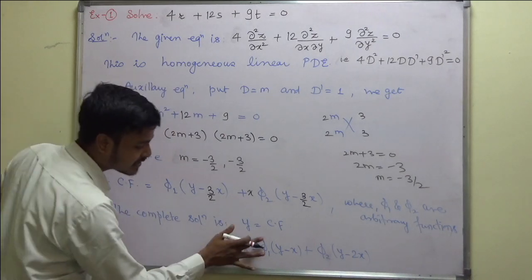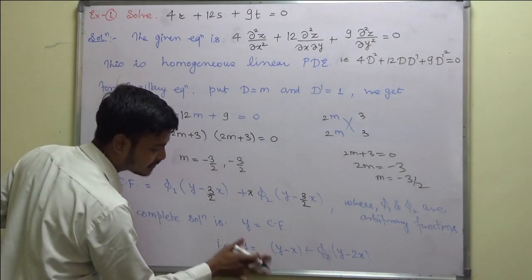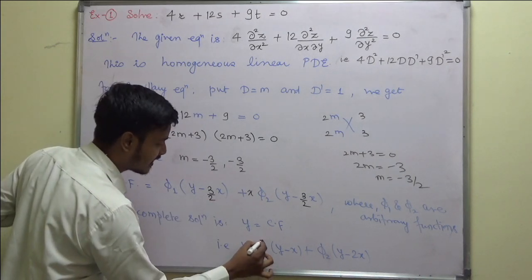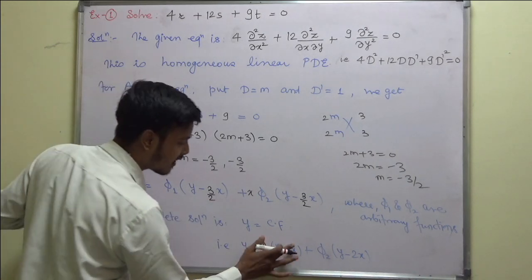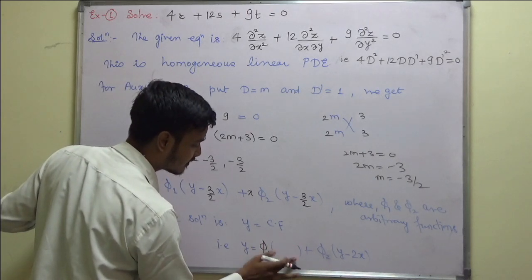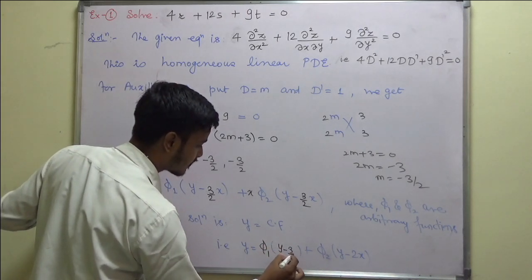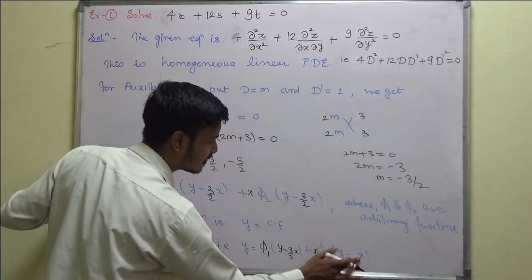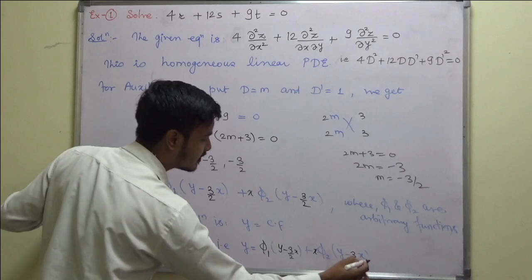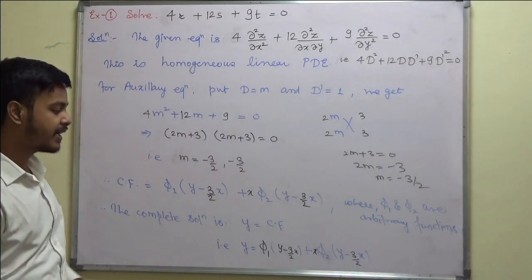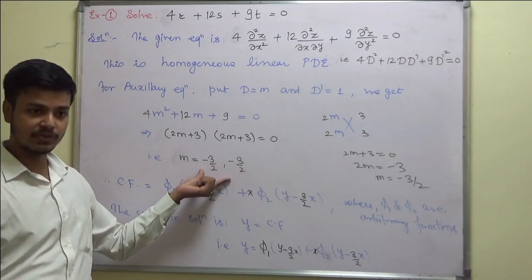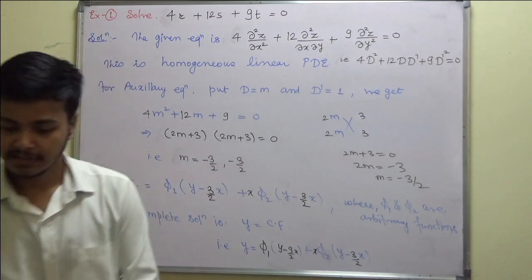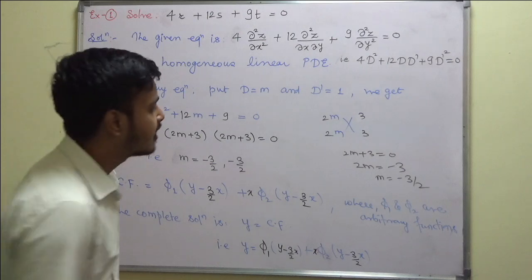Now see, this can also be written as phi 1 (y minus 3 by 2x) plus x into phi 2 (y minus 3 by 2x). Why am I writing minus? Because I have negative roots. Okay. Now same thing you can write, just a remark.